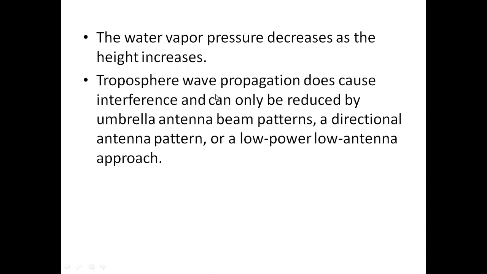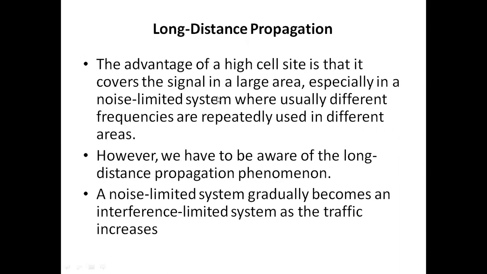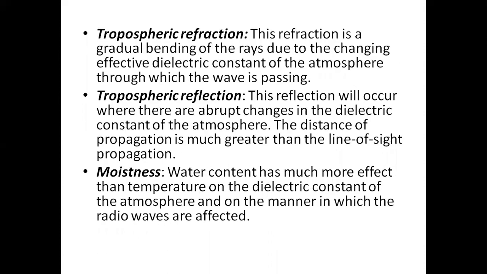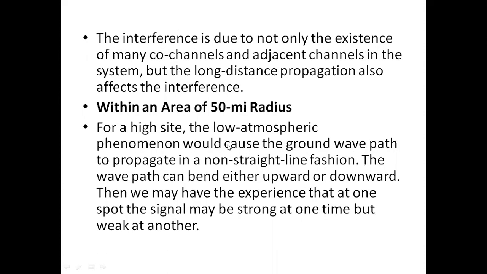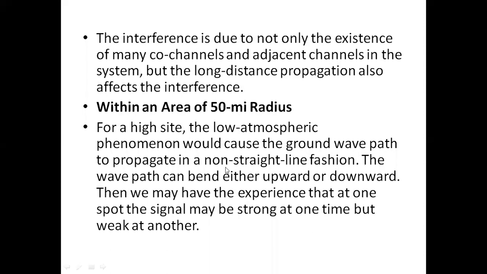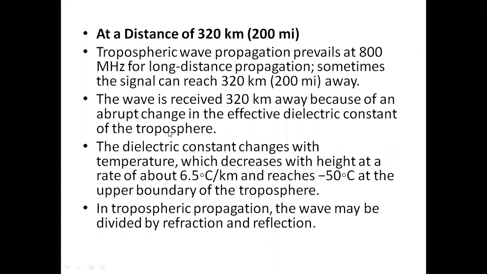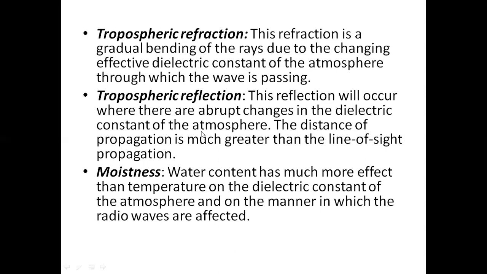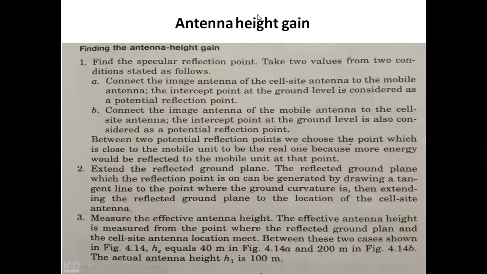Okay, so this is about long distance propagation. Here we are taking two examples: within the 50-mile radius, the wave can bend either upward or down. And next, within the 200-mile radius, because of the change in the dielectric constant, there is some reflection or refraction of the wave. And next one is antenna height gain.